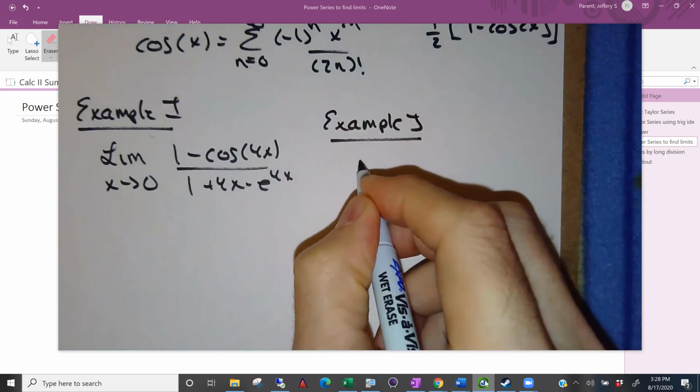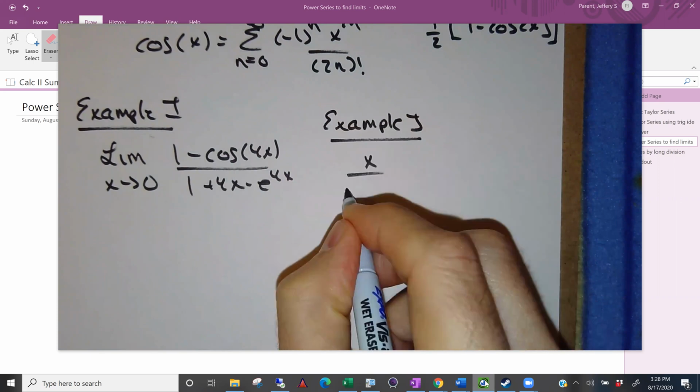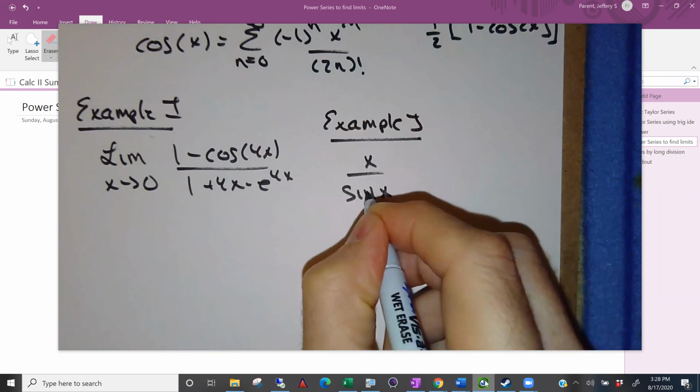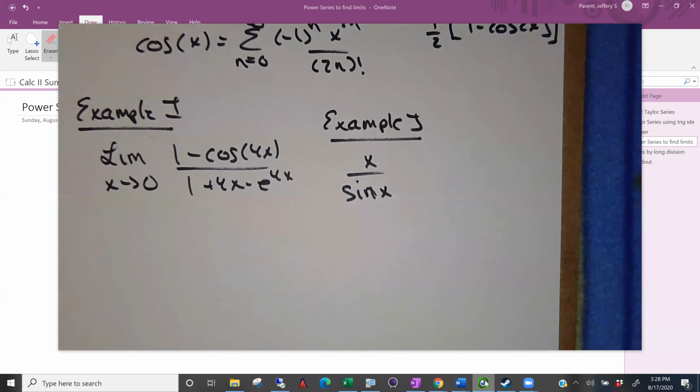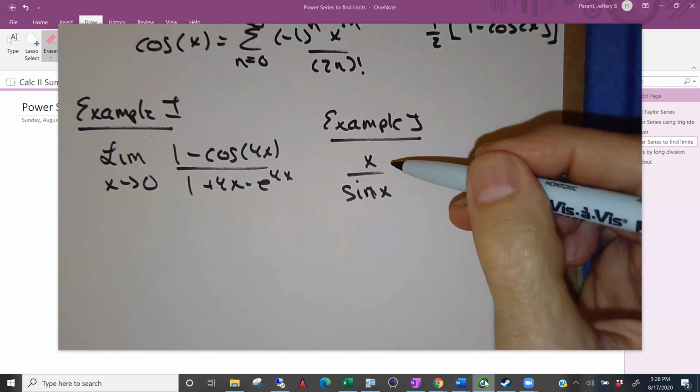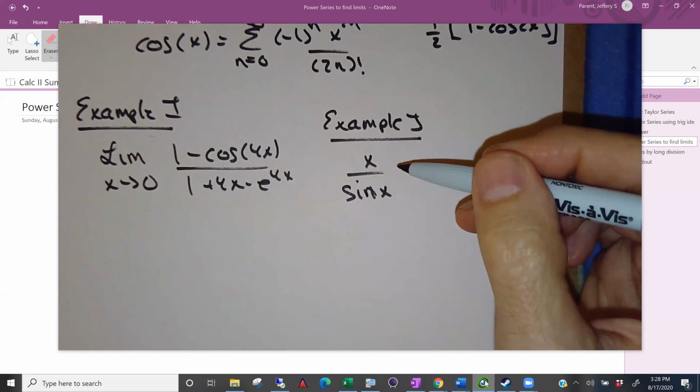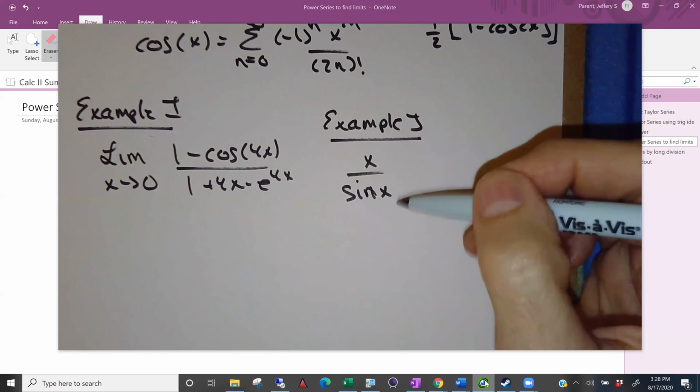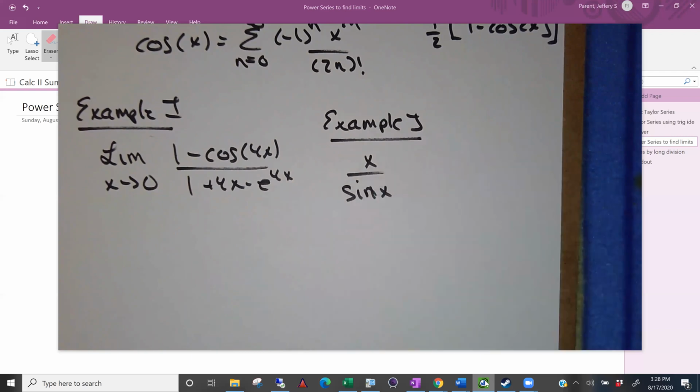So find a series, or at least the first few terms in the series, for x over sine of x. Now, if it was the other way around, it'd be pretty easy. But this way is kind of a pain. In fact, it's a real pain. You got to do it by long division. So what's that going to look like?